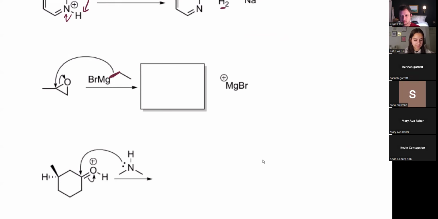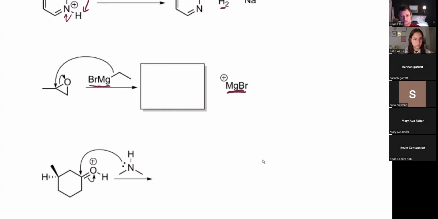All right, then we have this one where this bond is leaving, and it seems clear that those electrons are staying with this carbon, right? Because this MgBr ends up with a positive charge. It loses out on electrons. So these electrons are going to the carbon.